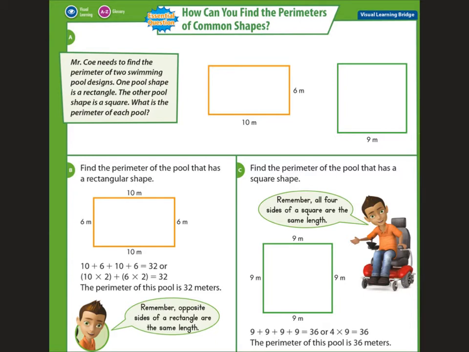Now, a square. He's given us a really helpful tip. Remember, all 4 sides of a square are the same length. So if they only give us one side, we can still figure out the perimeter. If this is 9, so is this side, and so is this side. So you can think 9 plus 9 plus 9 plus 9 will equal 36, or you can say 4 times 9 equals 36. So the perimeter of this pool is 36 meters long.